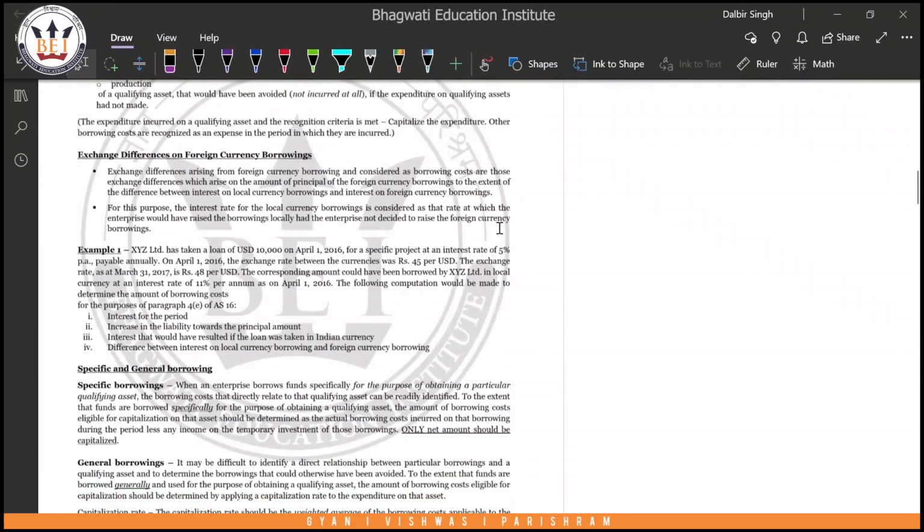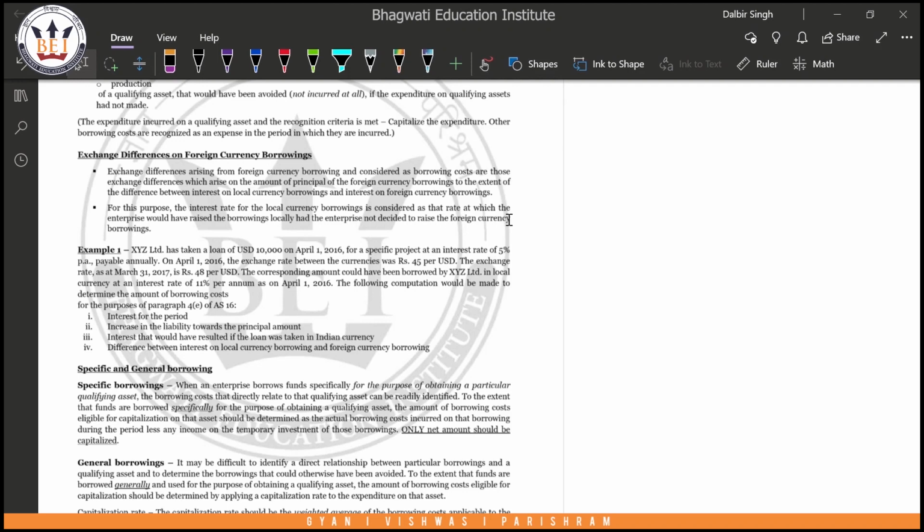Fine. Here, example 1. XYZ Limited has taken a loan of USD 10,000 on April 1, 2016 for a specific project at an interest rate of 5% payable annually. On April 1, 2016, the exchange rate between the currencies was 45 per dollar. The exchange rate as at 31st March 2017 is 48 per dollar. The corresponding amount could have been borrowed by XYZ Limited in local currency at an interest rate of 11% per annum as on April 1, 2016. The following computation would be made to determine the amount of borrowing for the purpose of AS 16.